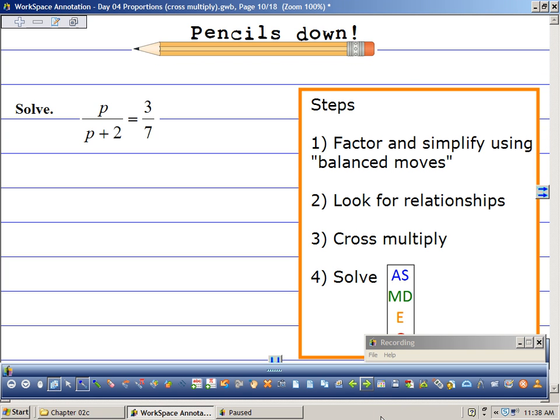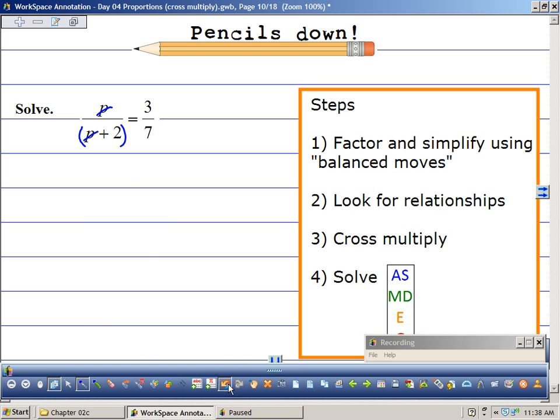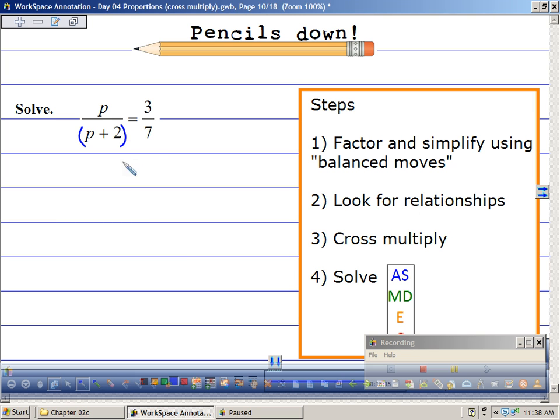All right, let's try pencils down again. What's different about this one? There's a variable in the numerator, and there's a variable in this quantity right here. I'm looking to factor and make balanced moves. Can I do this, Levi? I can't touch it because it's in that barrier, right? Can I get rid of anything else? Is there any other balanced move I can do? Nope. Look for a relationship. Do you see a relationship? 3p, 7, I don't see a relationship. So I must cross multiply on this.